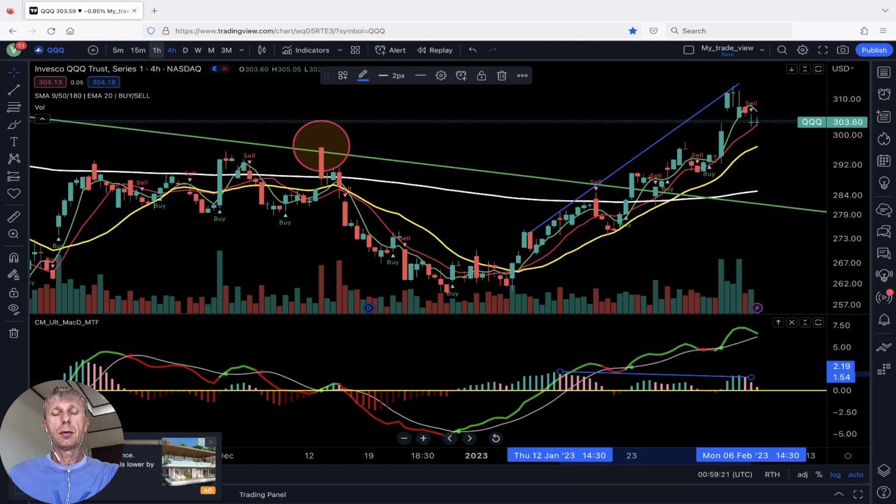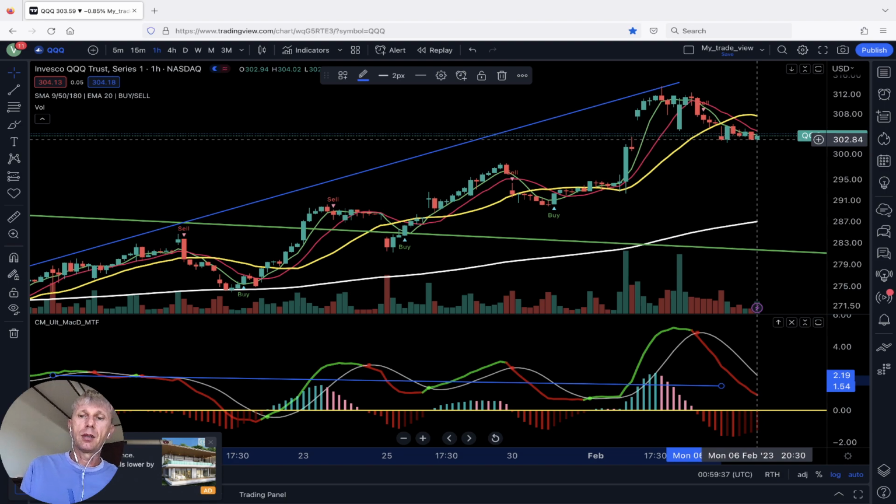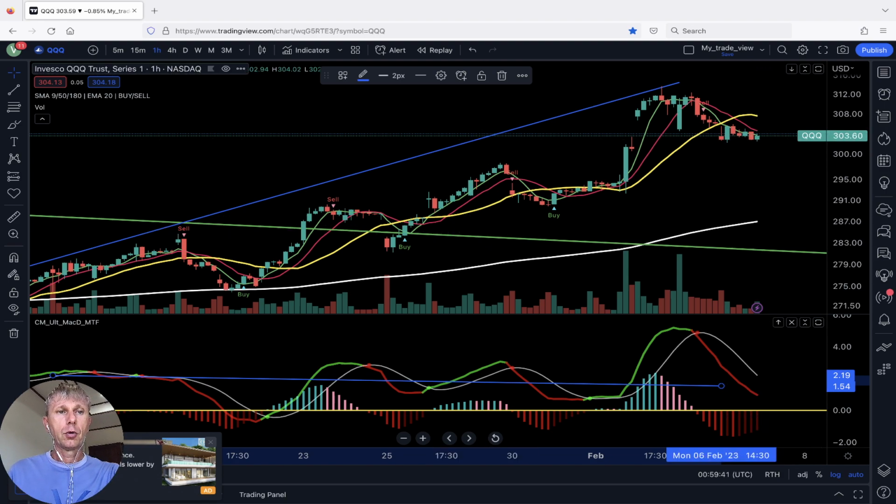Let's move to 1 hour. Qs are a little bit stronger than SPY. On 1 hour, MACD is red, it's a bearish trend. MA5 did a bearish crossover, the last bar is still below MA5, 10 and 20. Bearish trend, bearish signal on 1 hour for Qs.